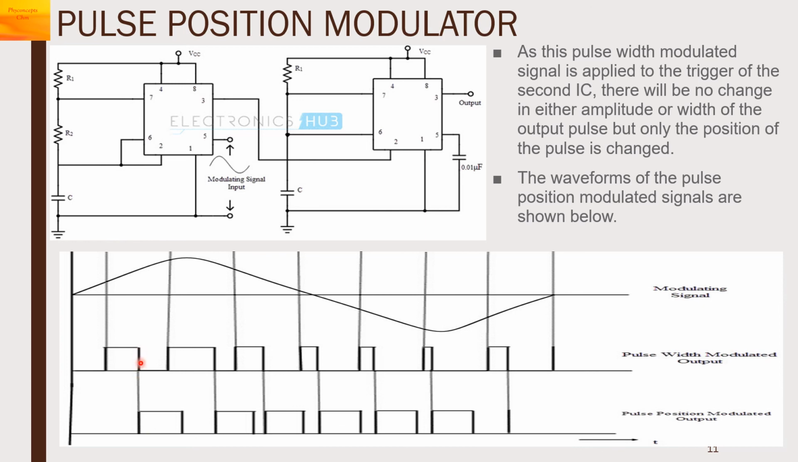in the monostable operation, a negative trigger pulse will generate one output pulse. So this pulse width output is acting as a trigger signal for the second IC. Whenever this signal goes low, one pulse will be generated. Again, when this signal goes low, another pulse is generated. So the width and the amplitude and all remain the same, only the position is changing.